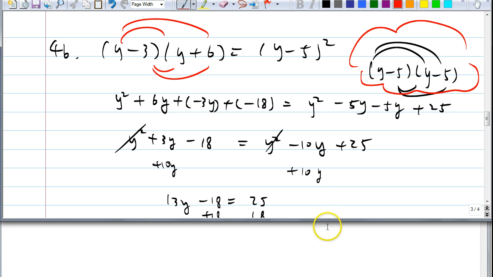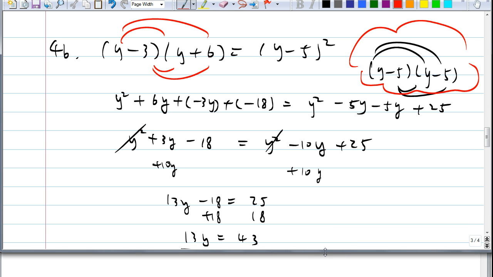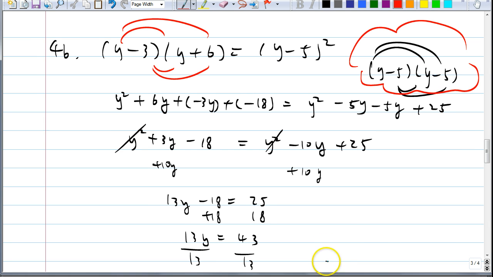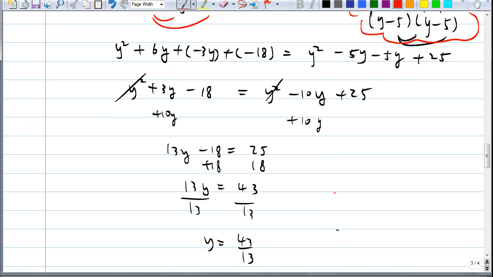Subtract 18. Then you get 13y equals 43, correct? Divide both sides by 13. The answer comes out to 43 over 13. Okay, so that's how you figure this one out. Any question?